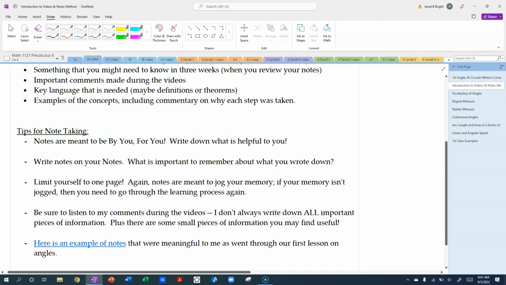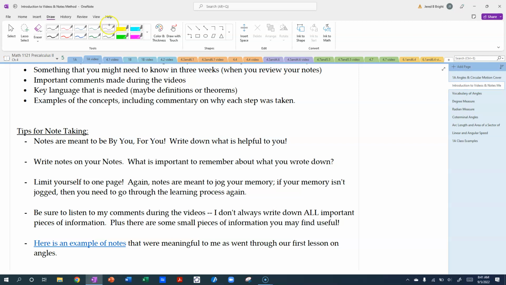The notes are meant to be highly customized. You and a friend could sit down and watch the same videos and you should have different notes, because the notes are taken by you, for you. So make sure that the notes are helpful. Later on, or even a few minutes after completing the notes, I encourage you to write notes on your notes. Like you're looking back and wondering, what does this mean? And then you write a comment to yourself.